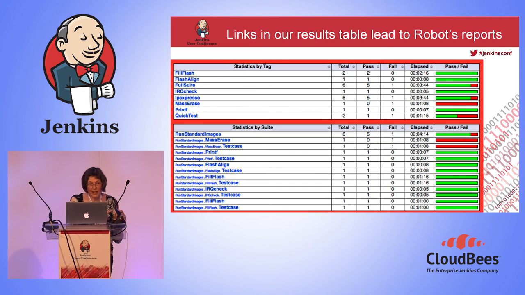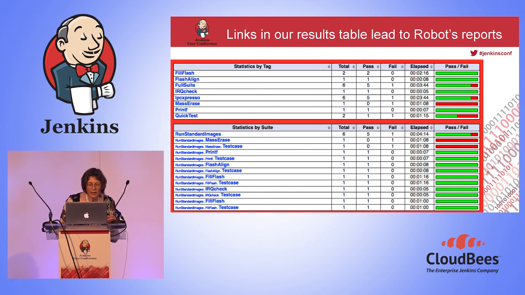So the live links that I mentioned in the results table lead to a report that looks like this. I've clicked on one that failed, obviously, so we're seeing a lot of red. In this particular case, one test failed, and we can see immediately what it was. It was the mass erase test. That one just erases the flash memory on the test board. Curiously, the other, more complicated tests worked, but the mass erase failed, which is a little odd.